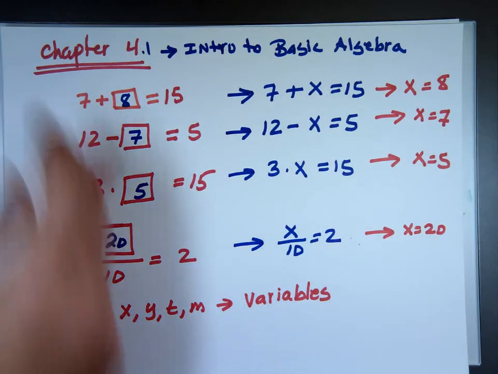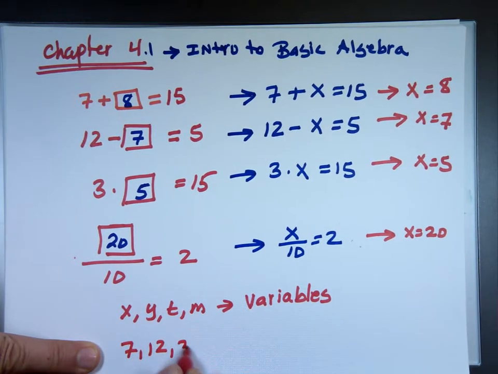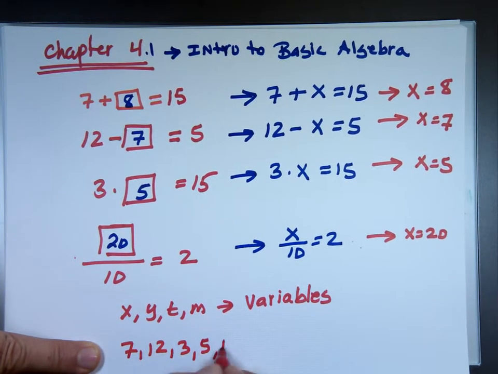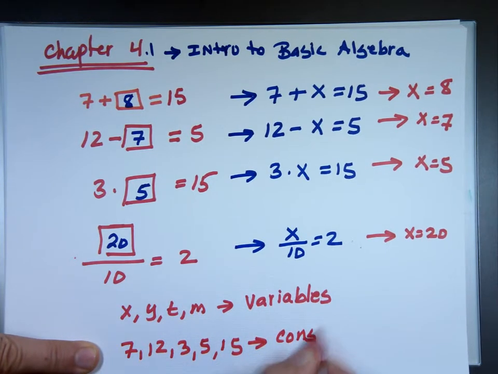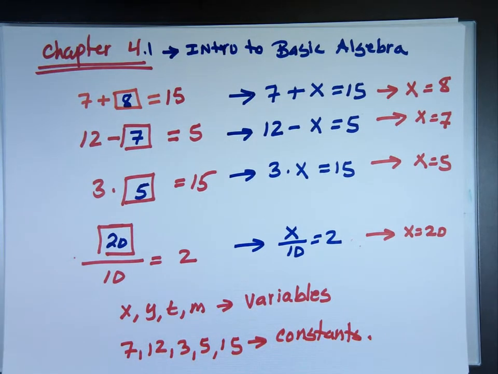The numbers that you see here, the 7, the 12, the 3, the 5, the 15, are called what? Constants. Their value stays the same. The 7 is always 7, regardless what day you look at it, what time you look at it. 12 is always 12. Doesn't matter if it's sunny or raining. So that's the difference between variables and constants.